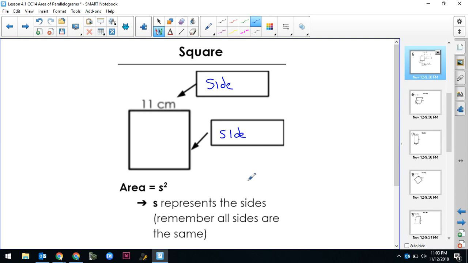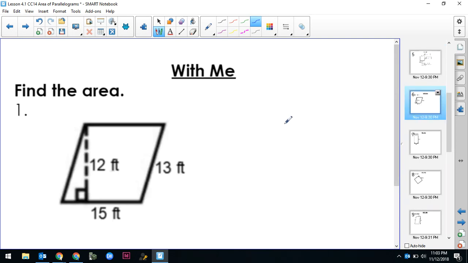Okay, let's look at the first with me question. We are going to find the area of several different shapes here. When you show your work, it must look like mine. I am very, very particular about the work when it comes to geometry because it not only helps you memorize the formulas, but it also helps you stay organized the way we do in algebra.